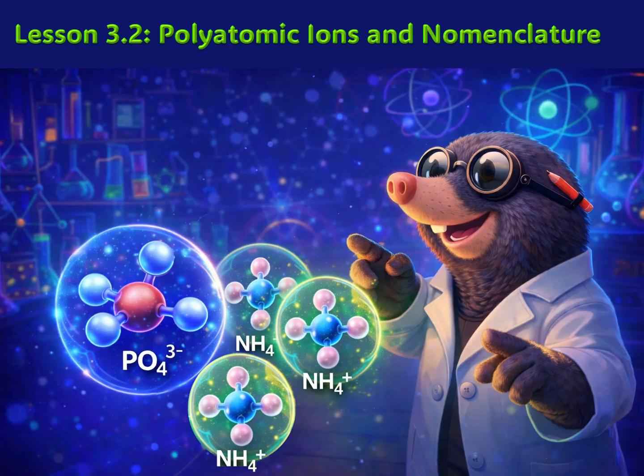On this slide, you can see examples like phosphate and ammonium, which is the NH4. Notice something important. Even though these ions contain multiple atoms, they behave as a single particle when forming compounds, which is why we have these little bubbles drawn around them. By the end of this lesson, you should be able to recognize and write formulas containing polyatomic ions and correctly name ionic compounds.